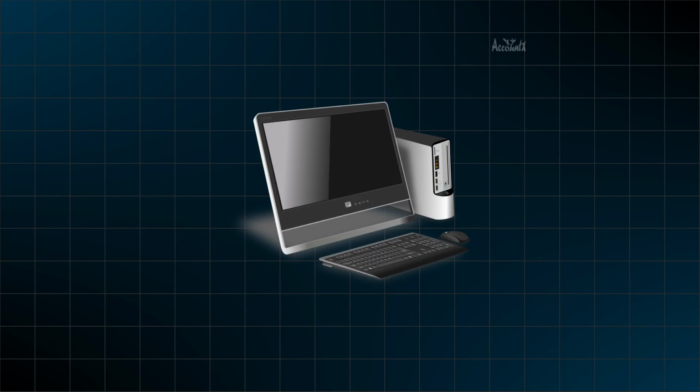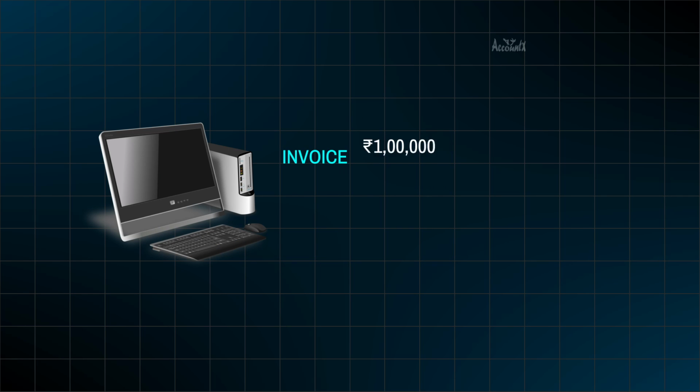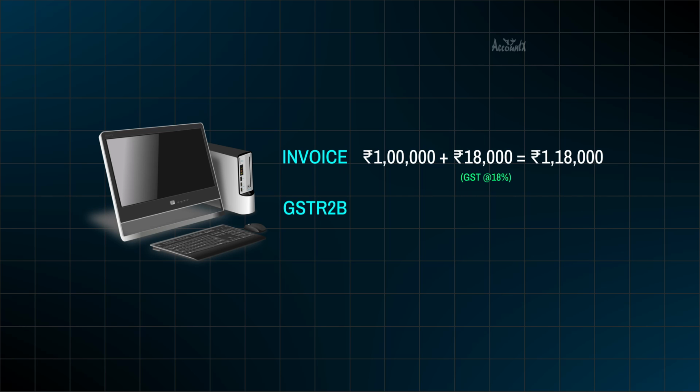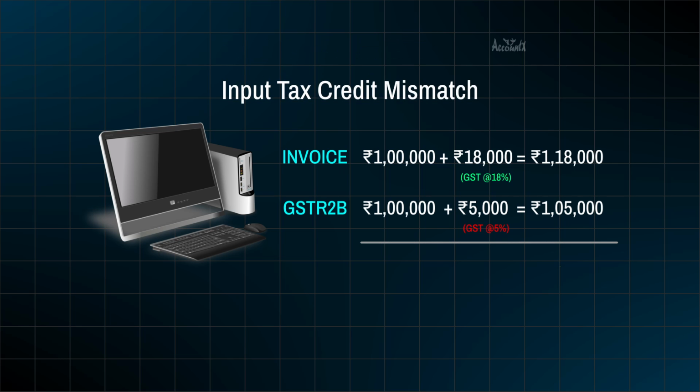Now, what if there is a mismatch in input tax credit between your books and GSTR2B? For instance, let's say you buy a computer for your business. As per the invoice, basic price is 1 lakh plus 18% GST, so total is 1.18 lakh. Later, when you download GSTR2B, you realize that even though the supplier has declared the correct basic value, the supplier has actually charged only 5% GST, so the total price is 1,05,000. Now, this is a clear mismatch of ITC because of GST rate difference.